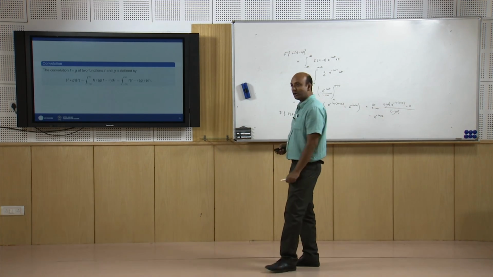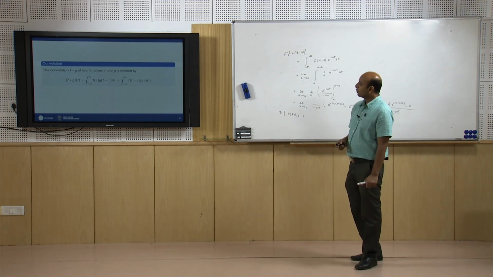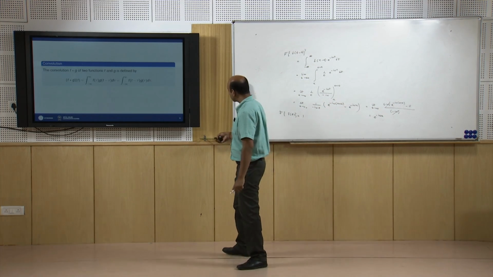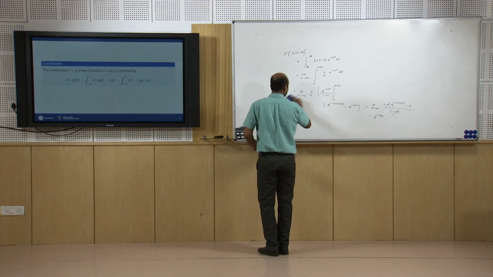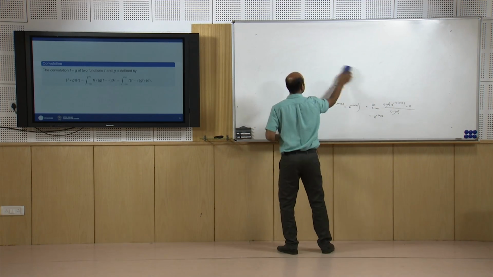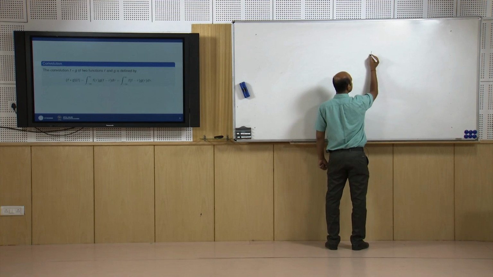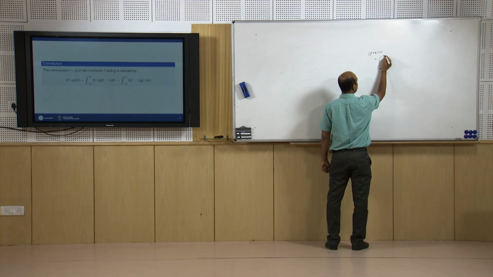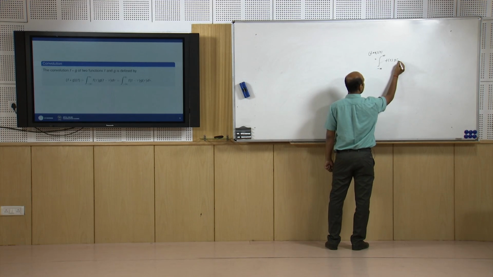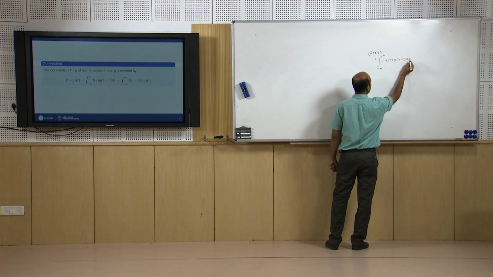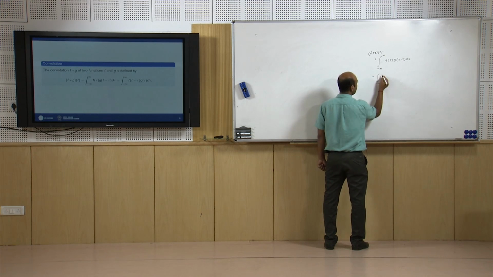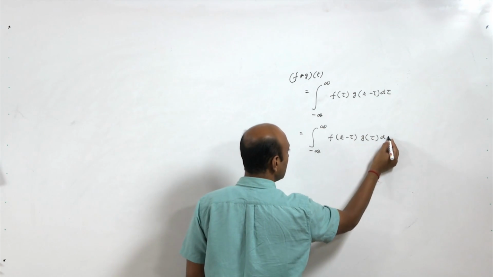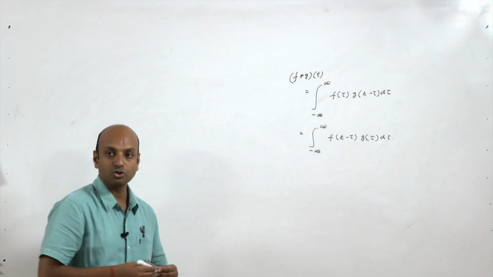Now, come back to the convolution theorem. Convolution of two functions is defined in the same way as we did in the Laplace transform. Here the integral is from minus infinity to plus infinity. So, convolution of two functions in Fourier transform is given by the integral from minus infinity to plus infinity of f(tau) g(t minus tau) d tau, or can be written as the integral of f(t minus tau) g(tau) d tau, because the convolution of two functions is commutative.